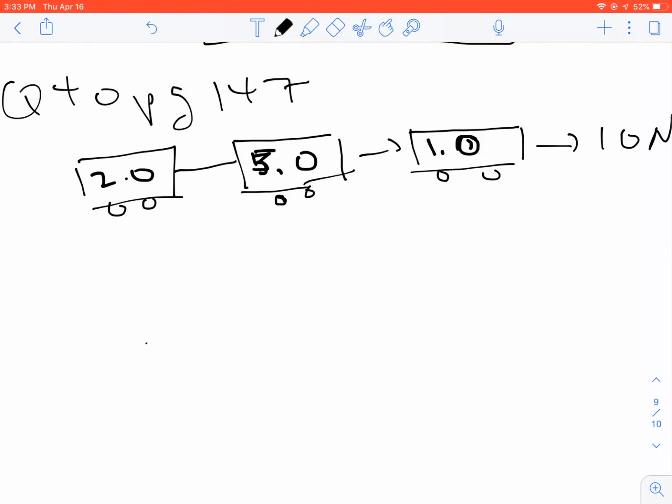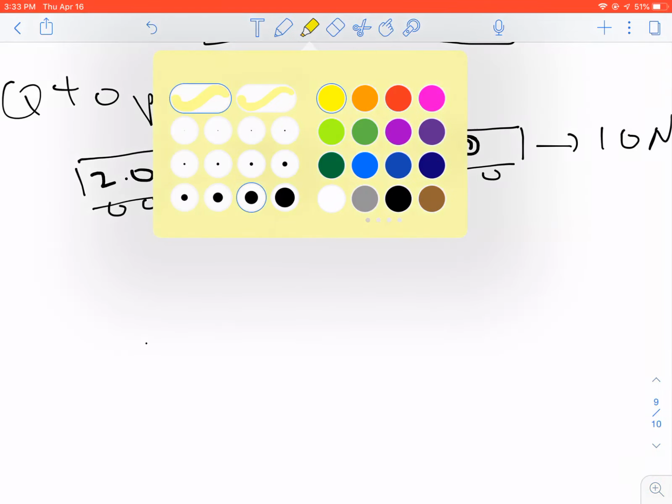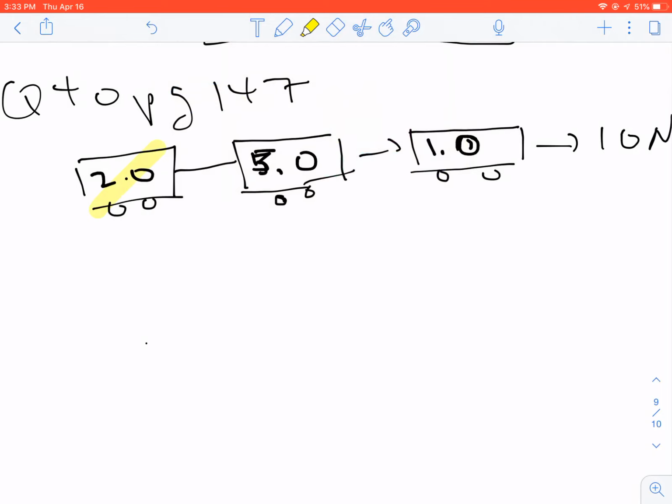Hi there, I'm looking at doing a couple more questions from the homework. First off, on page 147, question 40, is the person pulling the ducks, right? And it says in question 39, the person has two ducks, right? One of the ducks is the 2 kilogram duck, and one of the ducks is the 5 kilogram duck. I've drawn them as boxes because I don't do ducks very well.